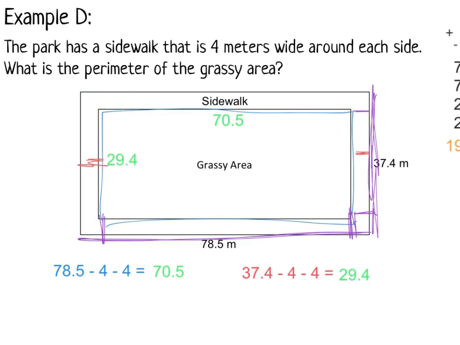So now I can add them up because each side of the long side is 70.5, each side of the short side is 29.4. So when I do that, I've got 70.5, 70.5, 29.4, 29.4. I'm going to add them all together. And when I do that, I get 199.8 meters. Remember to label your answer.